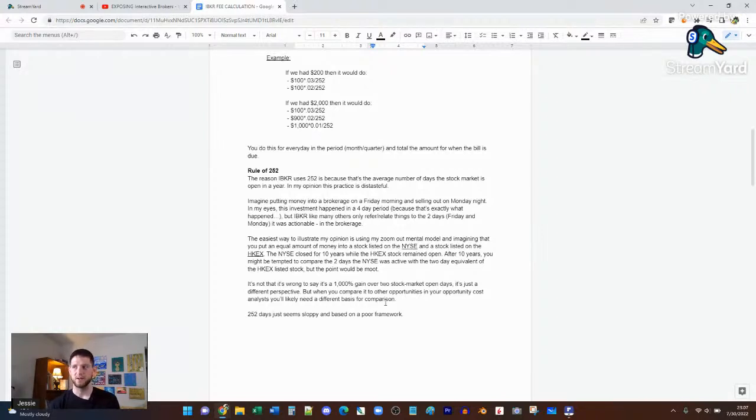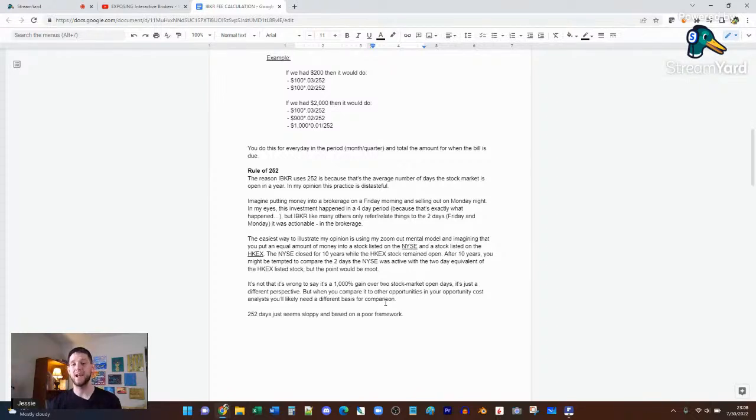Now, the easiest way for you to understand my argument as to why that's 4 days and not 2 days is using my zoom in, zoom out mental model, and really the zoom out portion of it. Let's imagine you had $200 and you put $100 in a stock that was in the New York Stock Exchange and $100 into a stock that was in the Hong Kong Stock Exchange. Now let's imagine, just for the New York Stock Exchange for a second, that as soon as you put money in, it shut down. And it remained shut down for 10 years.